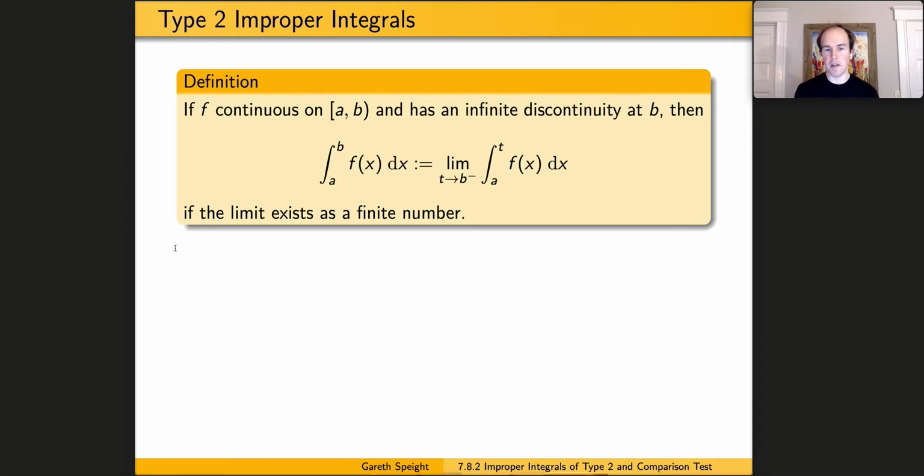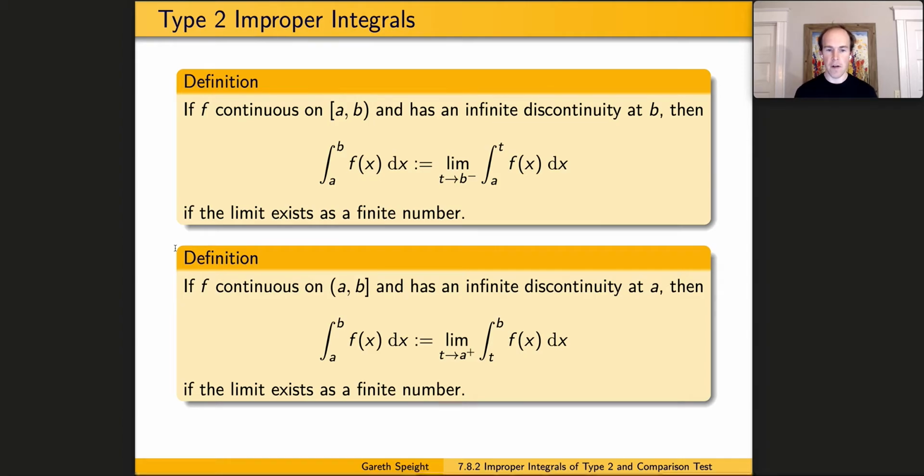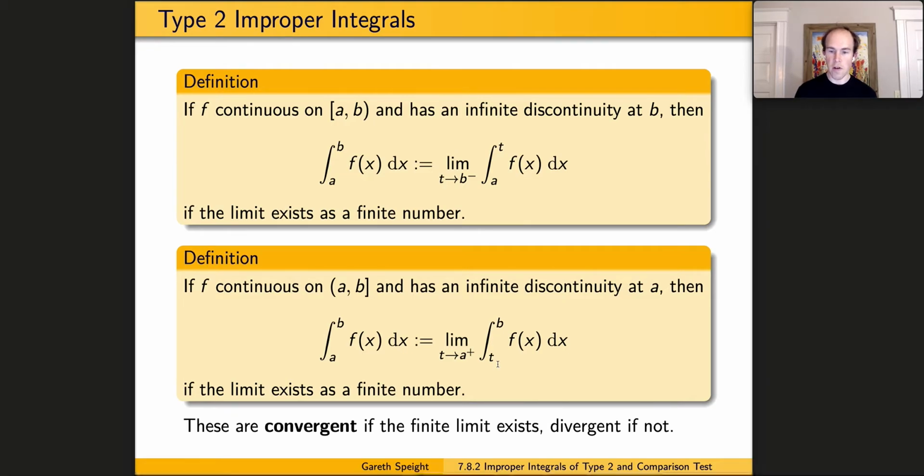And similarly, if there is an infinite discontinuity at the left endpoint a, so if our function is continuous on the interval except possibly at a, where there is an infinite discontinuity, then we replace the bad point a by some number t, which is a little bit bigger than a. We integrate from t to b, which is possible using all the tools we've already seen. We get an answer in terms of t, and then we look at what happens as t gets closer and closer to a. And if that limit exists, we say that's the improper integral, and we say the improper integral converges. Okay, so as we said, if these limits exist as finite numbers, then we say the improper integral converges, and if they do not exist as finite numbers, either because they don't converge at all or they go to infinity or minus infinity, then we say the improper integrals diverge.